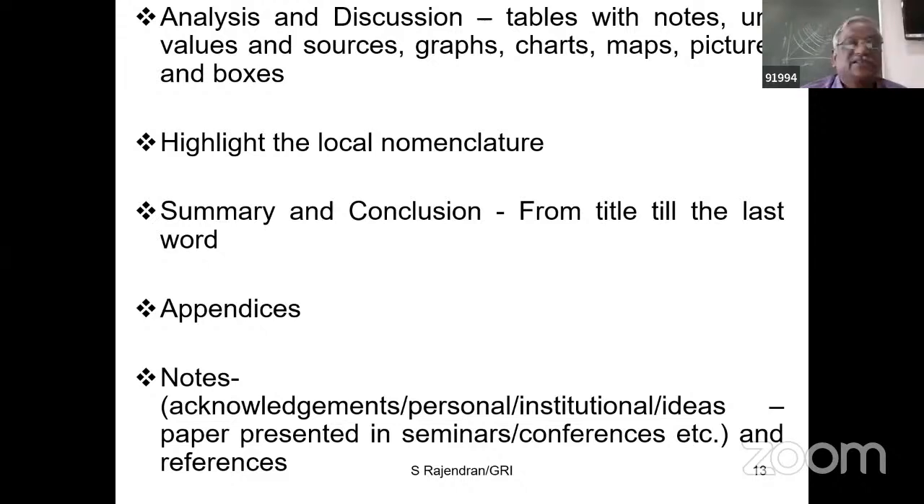And then appendices: wherever the text or the graphs or the charts are large in number or large in size, you put them in appendices. And then you give the notes, and sometimes notes include acknowledgements for the people who have helped you to write the paper or extract the papers, or the ideas that you prepared from presentations at seminars and conferences, etc., and give the references in the notes section below.